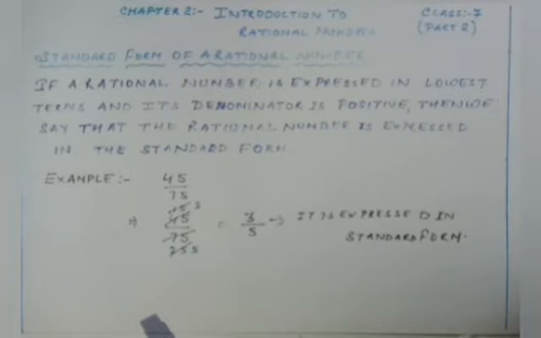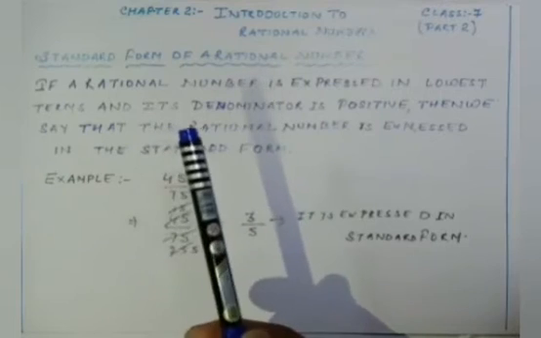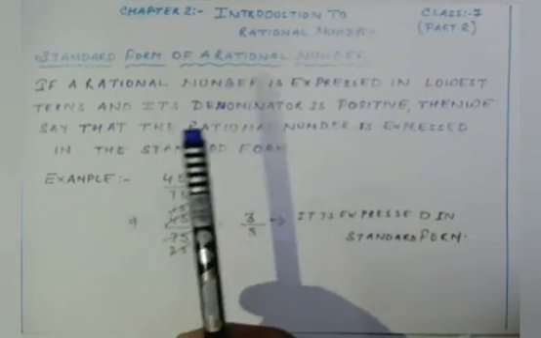Today we are going to start with the second part of the second chapter, that is Introduction to Rational Numbers. The very first topic is standard form of a rational number. What is a standard form of a rational number? I know most of you know what rational numbers are. Let us revise it again.